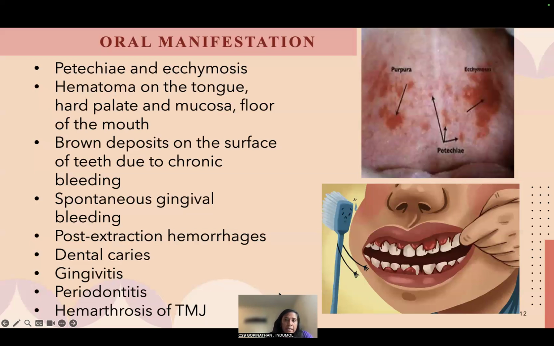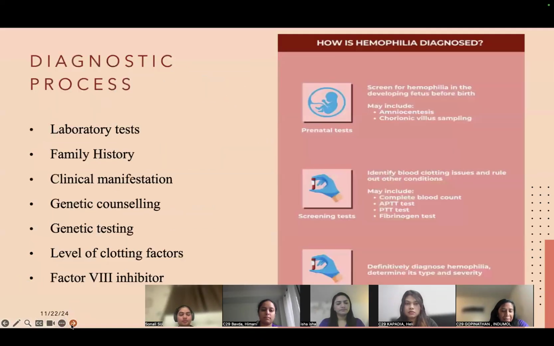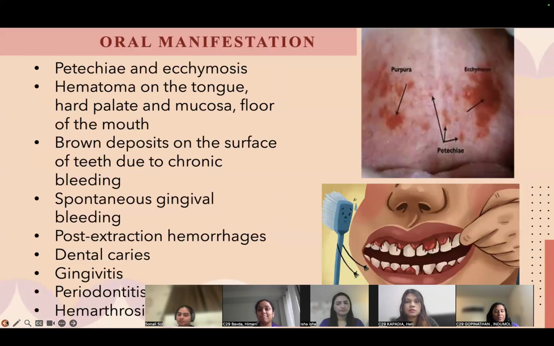Hemarthrosis of the TMJ: articular bleeding into the joint cavity.